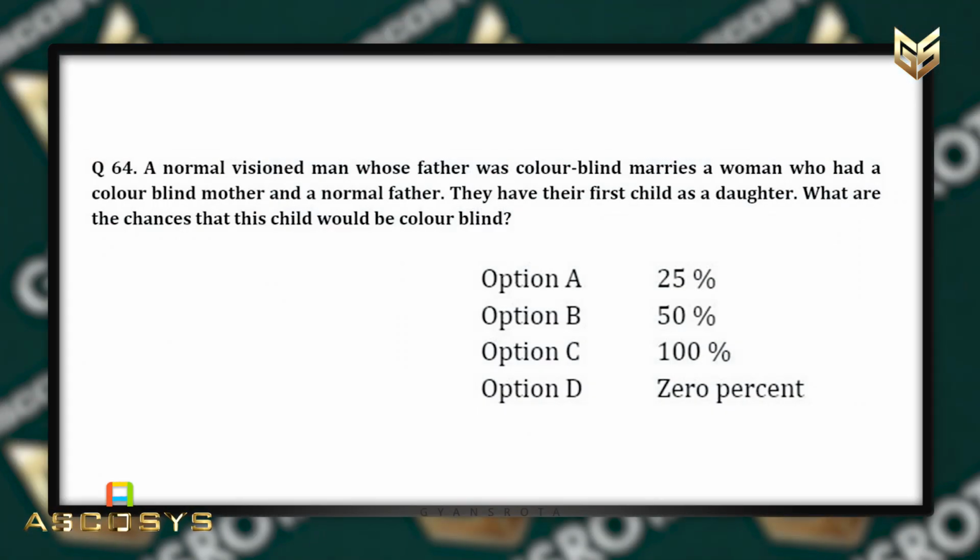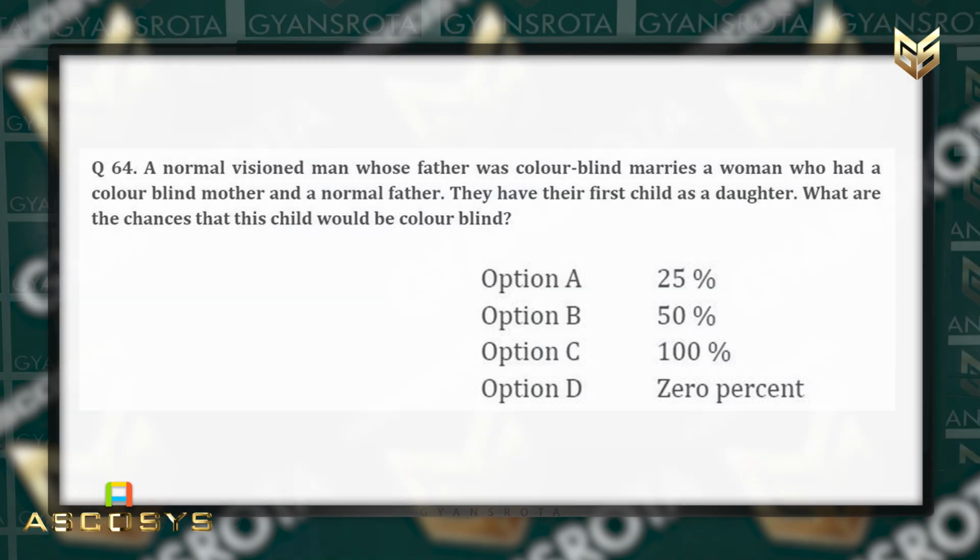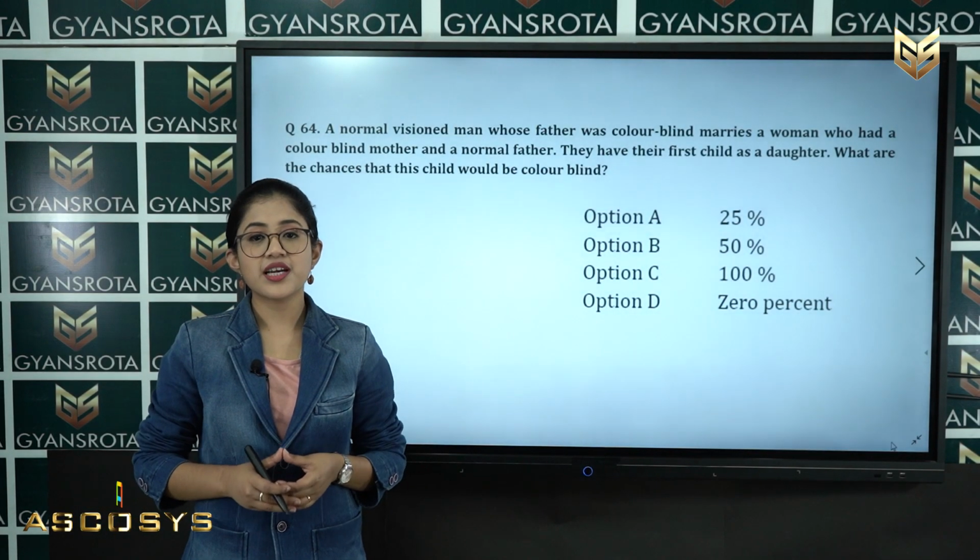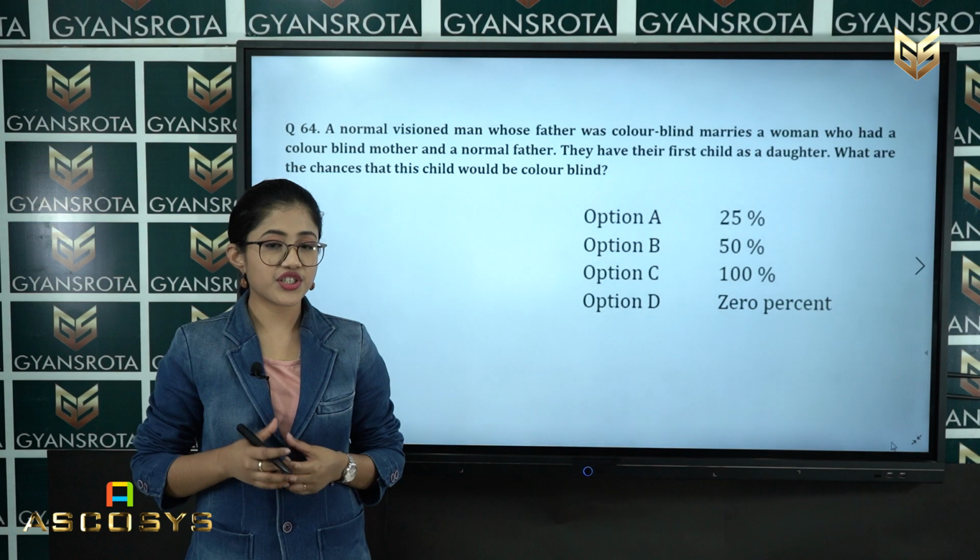A normal visioned man whose father was colorblind marries a woman who had a colorblind mother and a normal father. They have their first child as a daughter. What are the chances that this child would be colorblind? Option number A 25%, option number B 50%, option number C 100% and option number D 0%. Student, this is from the chapter Principles of Inheritance and Variation.